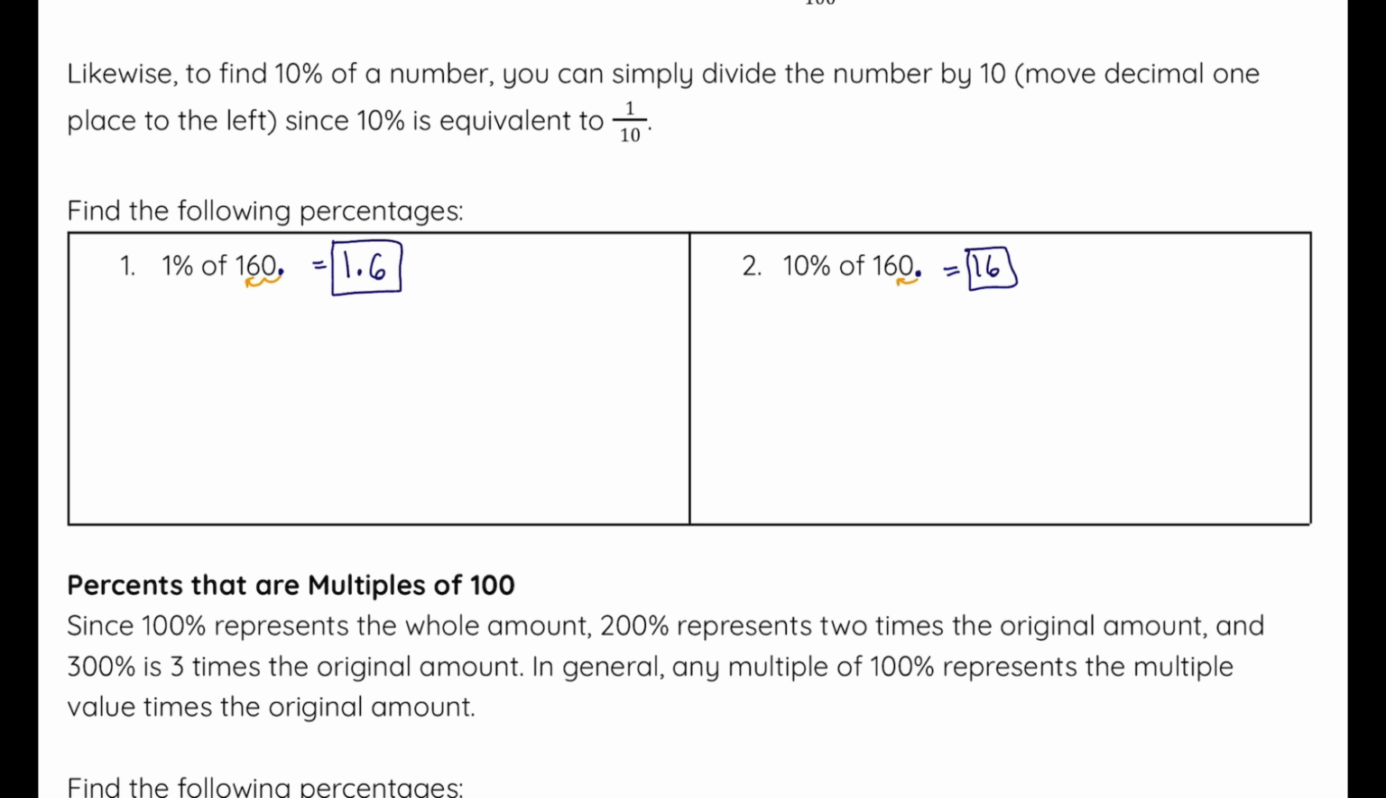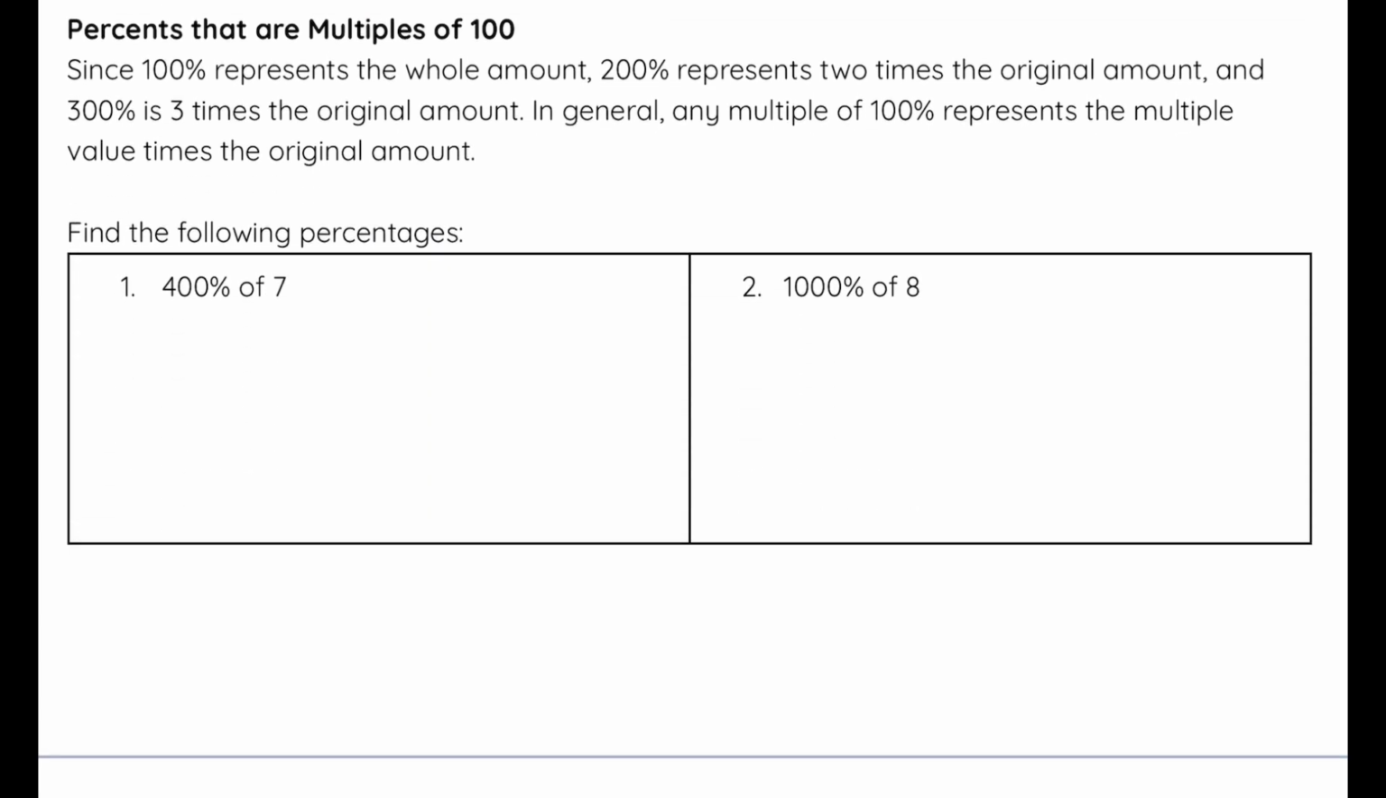The next thing we're going to talk about is how we calculate percents that are multiples of 100. So we know that 100% represents the whole amount. So then 200%, since 200 is twice 100, then 200% is 2 times the original amount. Similarly, 300% is 3 times the original amount, and so on. So in general, we say that any multiple of 100% represents that multiple value times the original amount. Let's look at a couple examples.